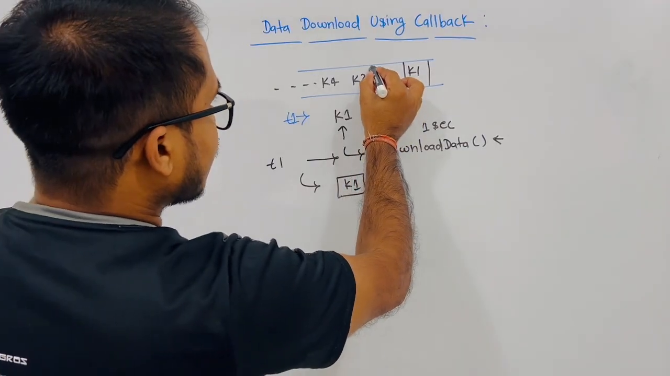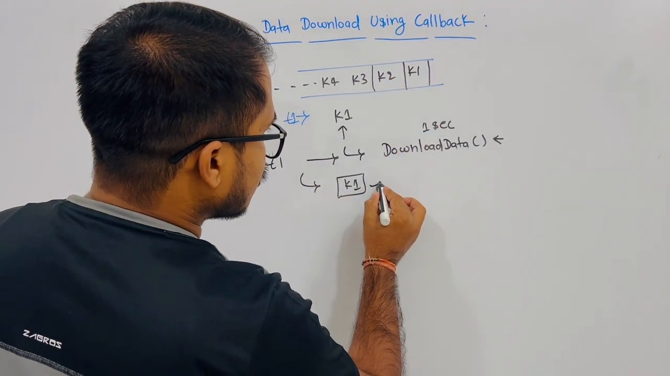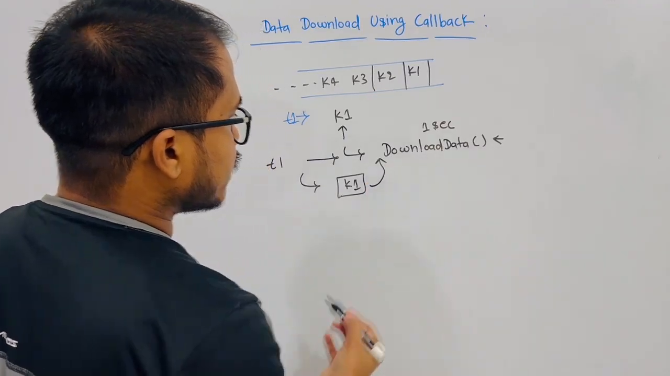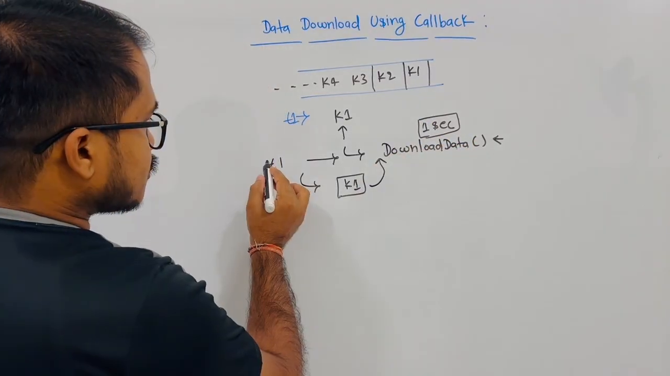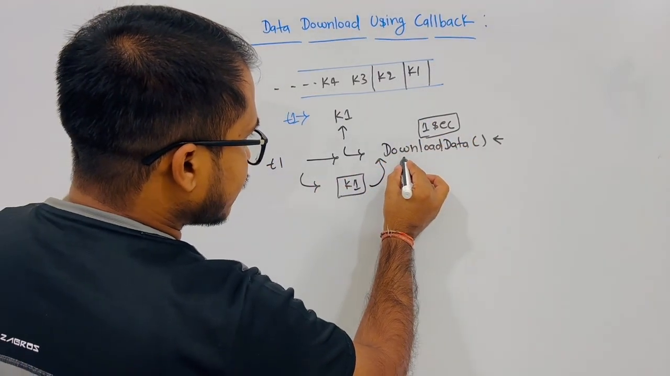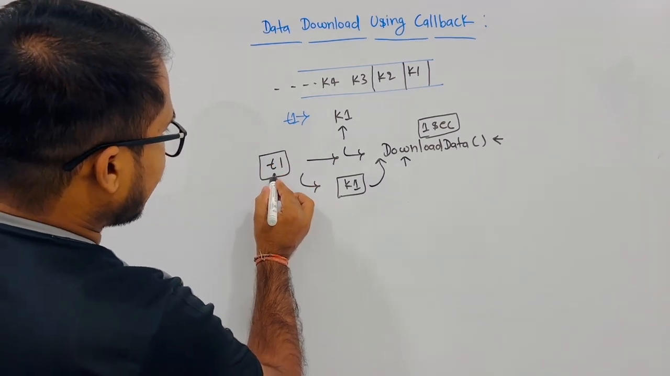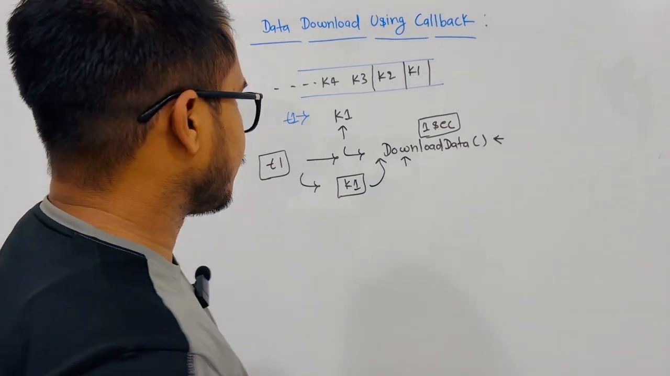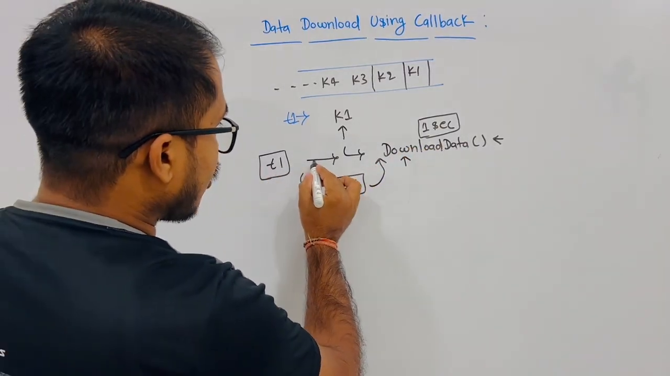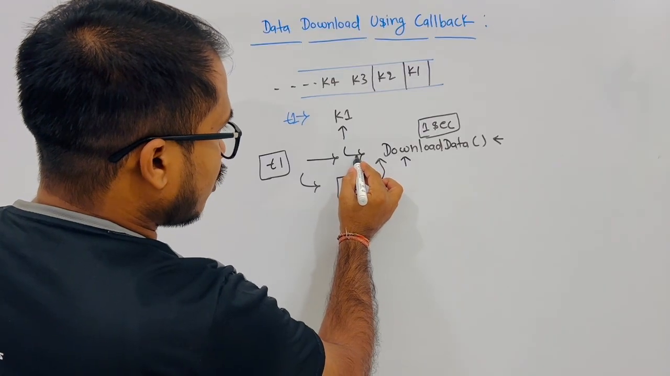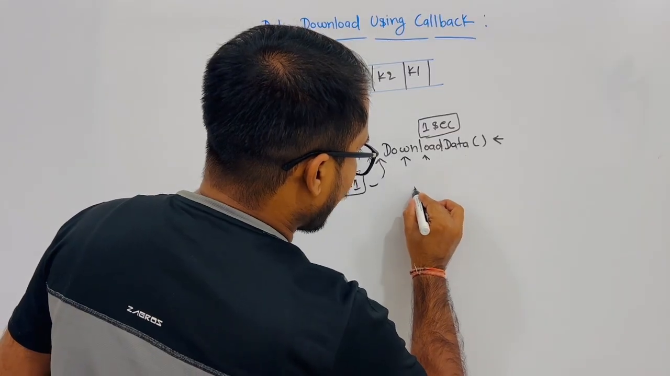Now T1 will pick another task, which is K2, and again it will try to download the data using the download data function. Again this call will also take 1 second. In the time duration in which this call completes, T1 is idle and is not executing anything. This approach of downloading the data, where T1 is blocked at this function call because it is taking time, is called a blocking call.